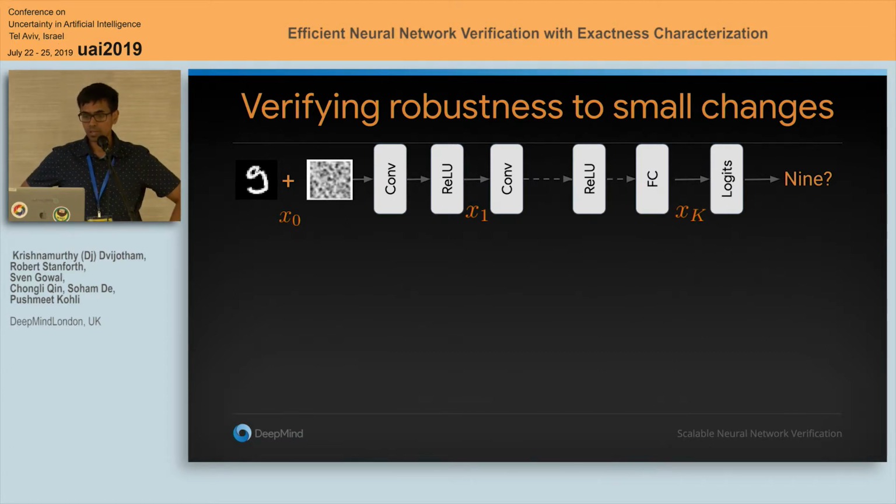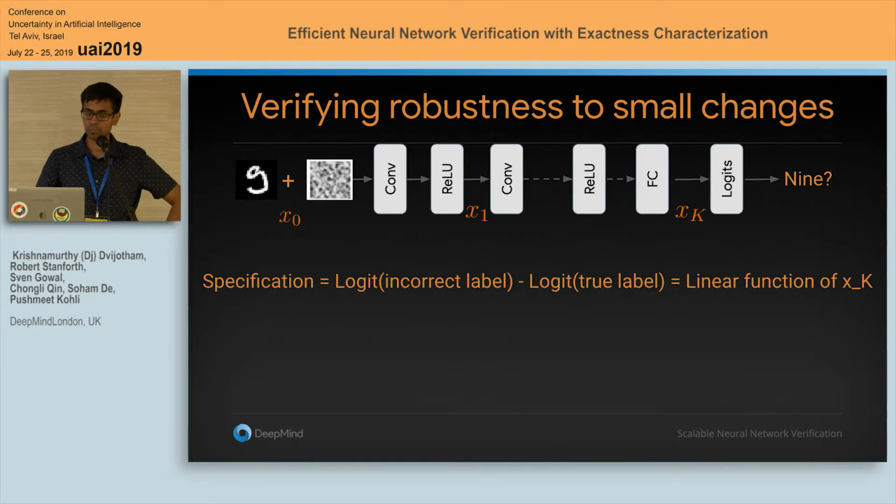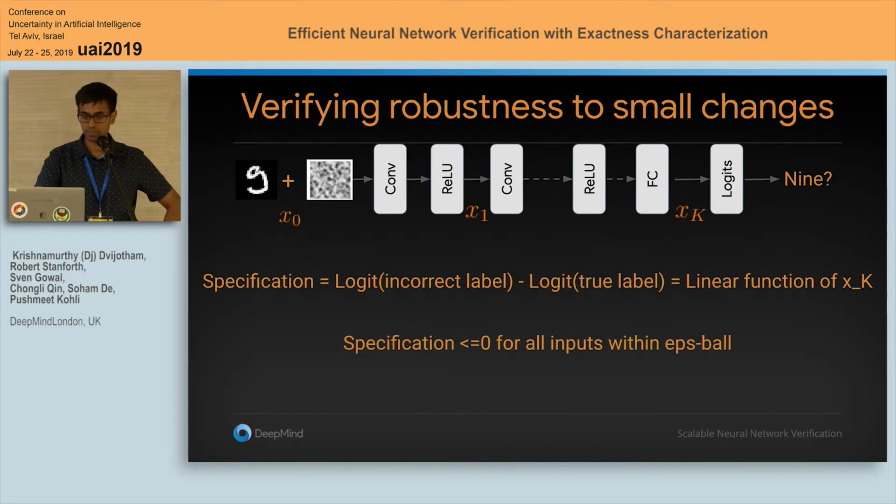So if we look at trying to put this as a formal specification, we're going to look at the neural network and the intermediate activations in the network. And essentially, our specification is the difference between the logit corresponding to some incorrect label of the neural network and the logit corresponding to the correct label. And as you can see, this is typically a linear function of the penultimate activations, because usually at the end of the neural network, you just have a linear layer mapping the penultimate activations to the final logits. And so essentially, you just have a linear function of the penultimate activations.